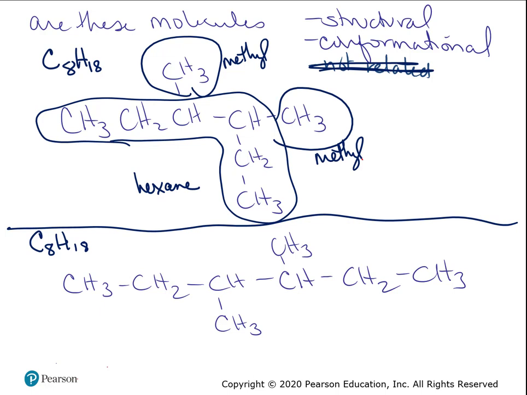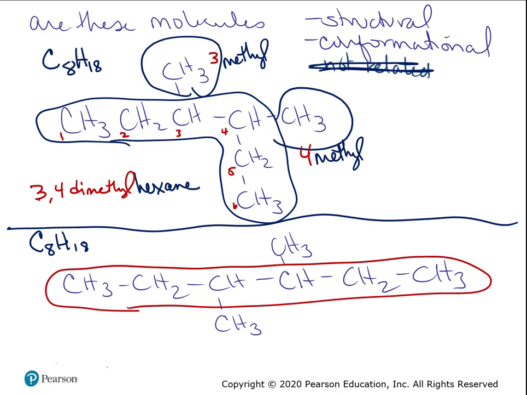Numbering right to left, left to right, or does it matter? It doesn't matter, because if I come in from the left, you see that carbon 3 would hold the first methyl, but if I came from the bottom, carbon 3 would also hold the first methyl. So it really doesn't matter. 1, 2, 3, 4, 5, 6. So you get to pick. That means the first methyl hangs off carbon 3, the second methyl hangs off carbon 4. So it'd be 3,4-dimethylhexane. Looking at the bottom one, the longest carbon chain is a little more obvious. 6. So it's also a hexane.